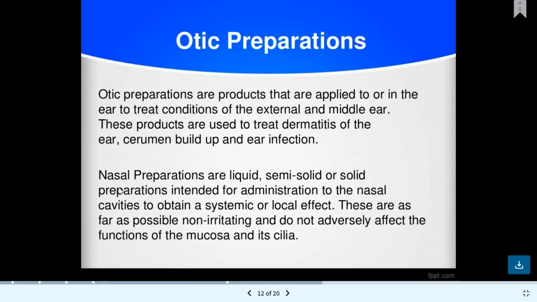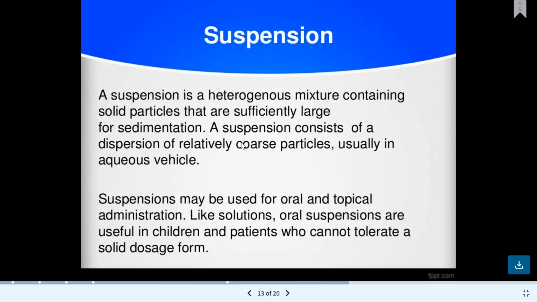Okay, the second main point: nasal preparations are liquid, semi-solid, or solid preparations intended for administration to the nasal cavity to obtain a systemic or local effect. So to obtain a systemic or local effect, these types of preparations are used for different types of ear diseases. They are, as far as possible, non-irritating and do not adversely affect the functions of the mucosa and epithelium. So other parts of the ear are not affected by such otic preparations. That is the advantage of this.